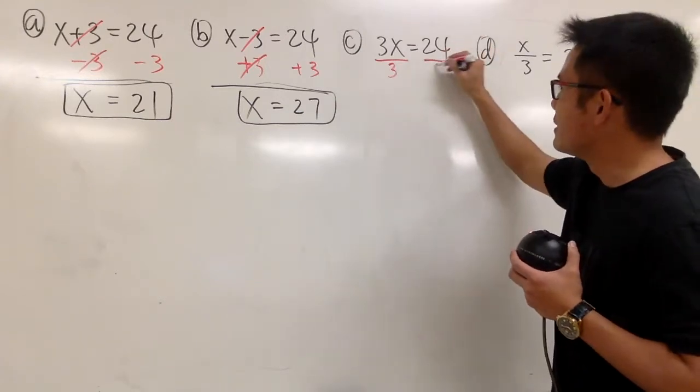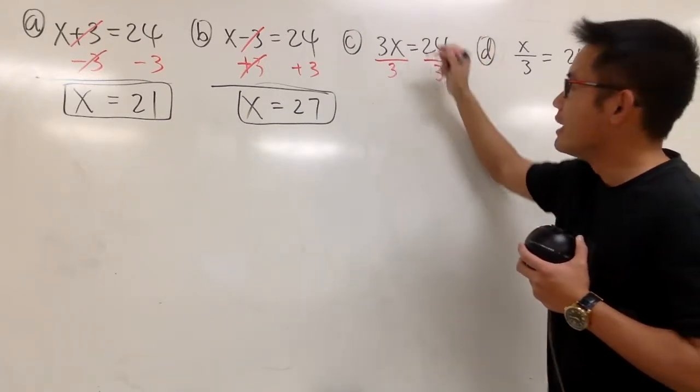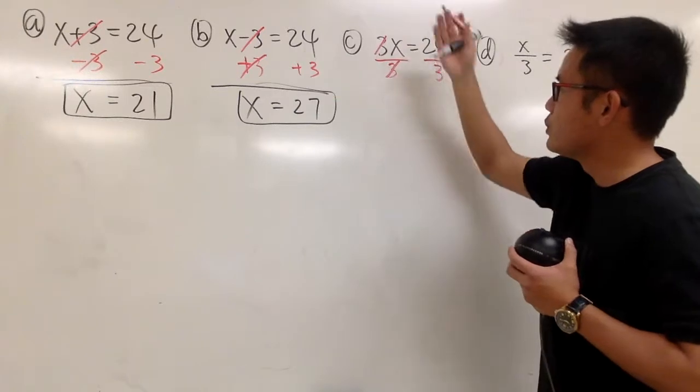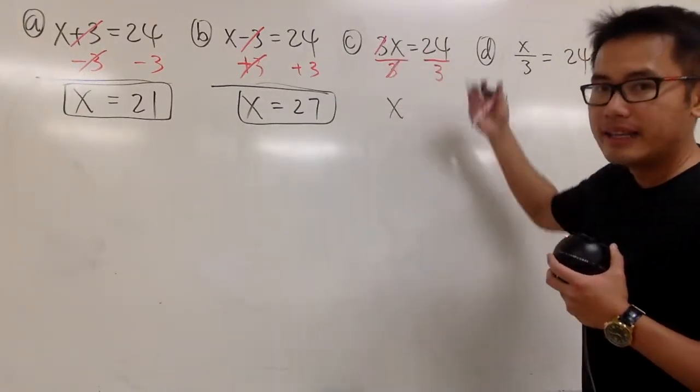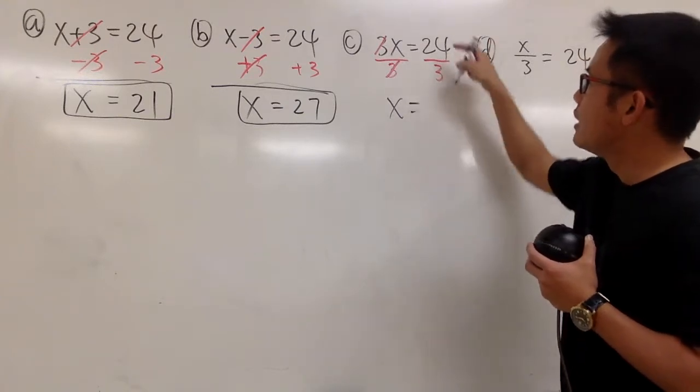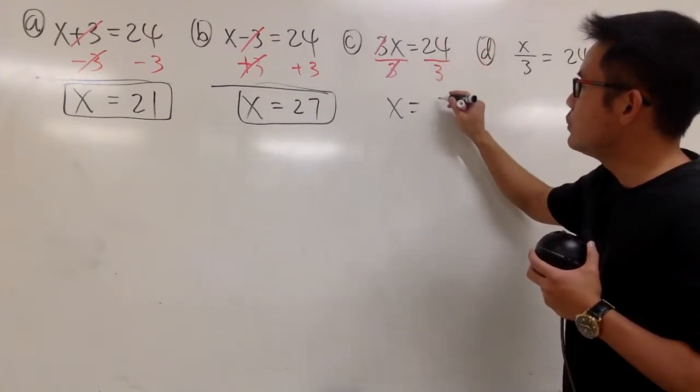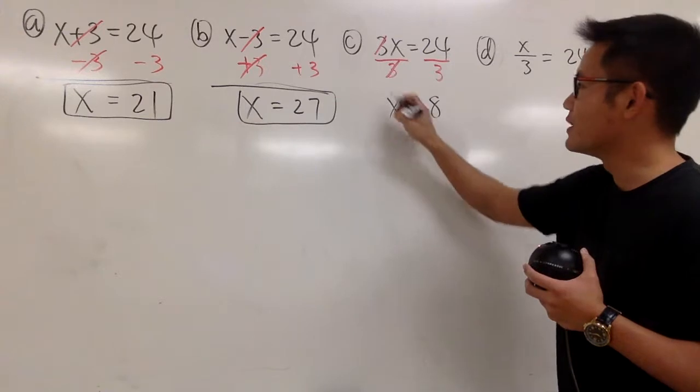And then we do the same thing on the right-hand side. And we see 3 divided by 3 is equal to 1. 1 times x, we get x. And then we have to work this out. 24 divided by 3, we get 8. And that's the answer for this.